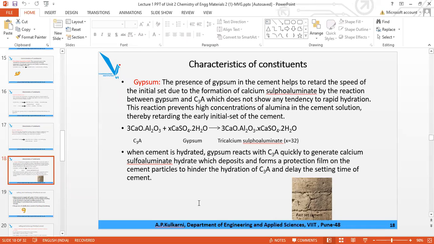Why is watering done to the construction work for at least 28 days after the application of cement? This is because all these reactions are hydration reactions. They are exothermic reactions, and we have seen that in each reaction heat is evolved: 880, 420, 500, 250, and so on. So if you do not apply the water, that heat will have an adverse effect on the strength. It will start developing cracks in the construction work.